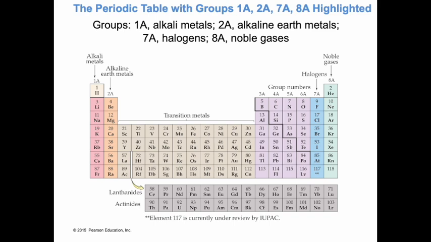It goes from 57 to 72. Well, that's because those missing elements, 58 through 71, those are the lanthanides. We just sliced them out and put them down below. And again, it goes from 89 to 104. Those missing elements are the actinides. Those are the ones that are down below. They got sliced out of the periodic table.